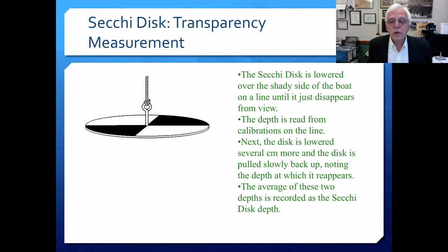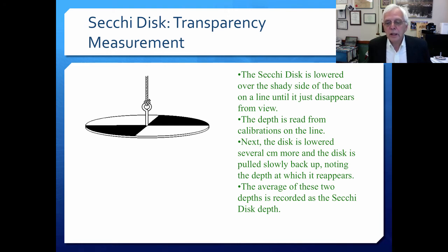So here's a Secchi disk. It's a very elegant and historic tool used in the aquatic sciences, and this is a means of measuring overall transparency. You can make a disc like this yourself from an 8-inch pie plate covered with paint or covered with sticky plastic shelf liner or something like that. You lower it down into the water over the shady side of the boat on a line or a piece of rope until it just disappears from view. Then you read that depth from the calibrations on the line.